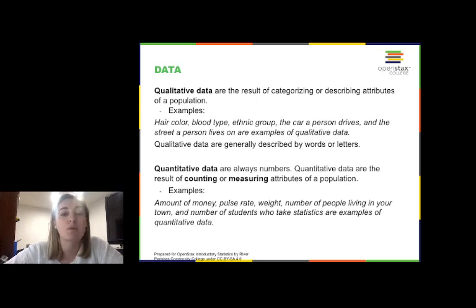Quantitative data are always numbers. Quantitative data are the results of counting or measuring attributes of a population. For example, the amount of money, that's a dollar, that's a numerical amount. Your beats per minute or your pulse rate, that's a number, you can count it. How many beats in 1 minute? Weight, that's a number, you can measure it. Number of people living in your town, right? That's a number. There's a specific number associated with that. So that's the difference between qualitative and quantitative data.